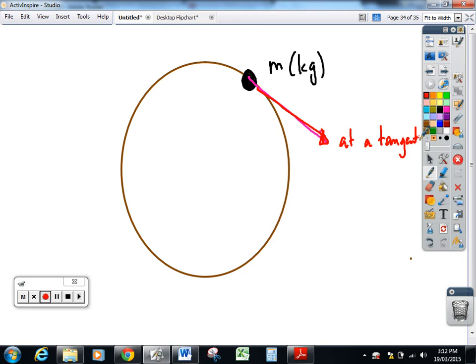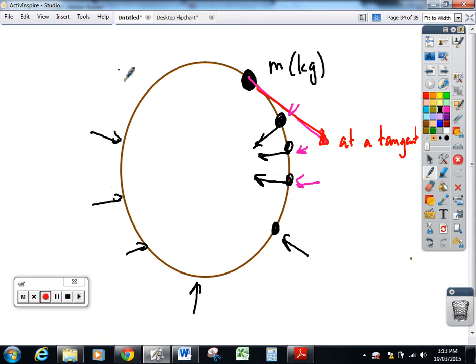But we do have a force acting. This force, every time that the actual mass moves, forces it in. So there must be something out here pushing the mass into the centre. So there's always a force pushing it inward. As we go around, a constant inward force. And this force must be pushing it towards the centre of the circle.